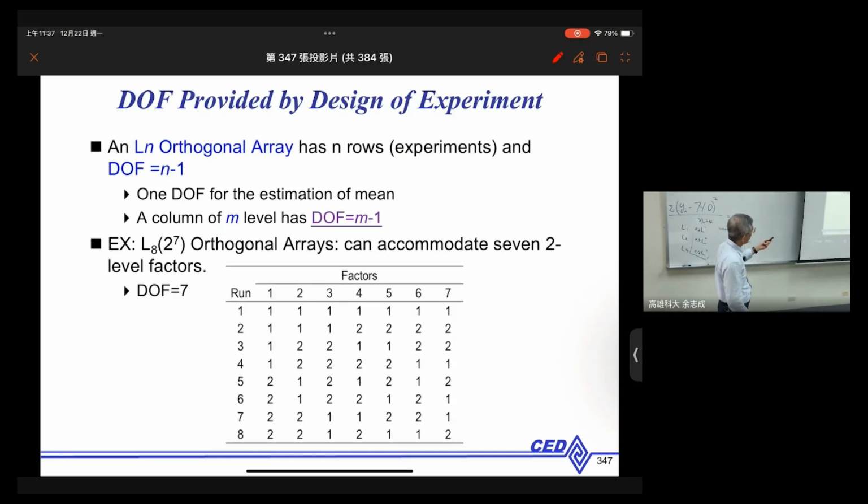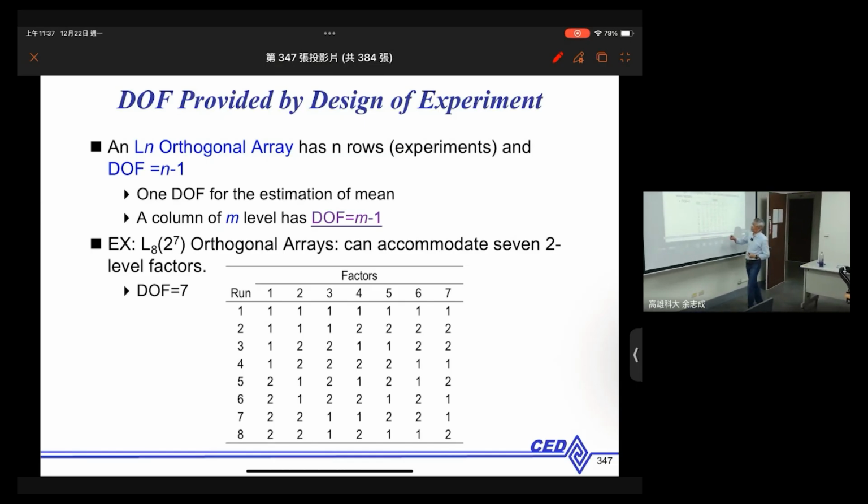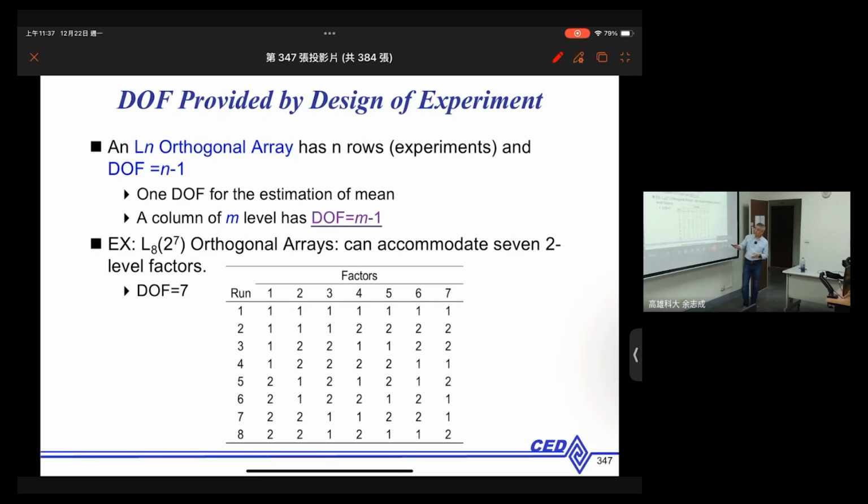So here, L8, you have 7 degrees of freedom, right? For the orthogonal array, where are those 7 degrees of freedom? Because you have 7 columns. Each column can be arranged for 2-level factors, which means that you are allowed to put 7 control factors in this orthogonal array. Each control factor is 2-level, which will be 1 degree of freedom. Therefore, 1, 2, 3, 4, 5, 6, 7. This L8 orthogonal array will have 7 degrees of freedom, since you can arrange your control factors here.